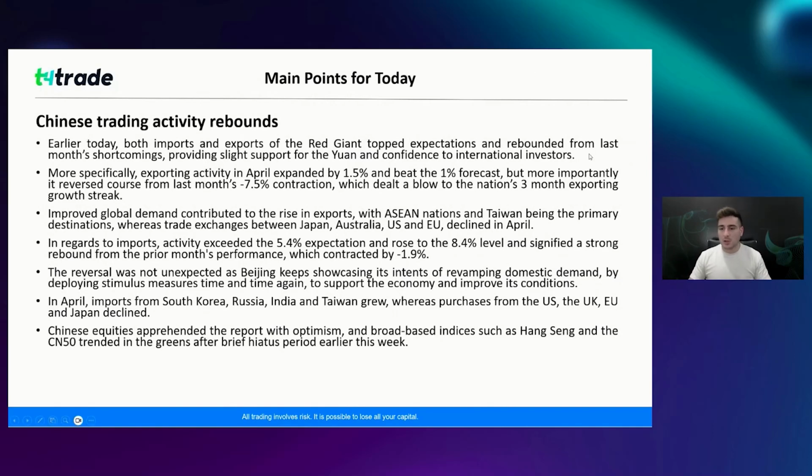Okay, so Chinese equities at the end of the day received the report with optimism, and broad-based indices such as the Hang Seng and the CN50 trended in the green post this release, and they continue moving to higher ground after a small hiatus, a small pullback that occurred earlier this week.